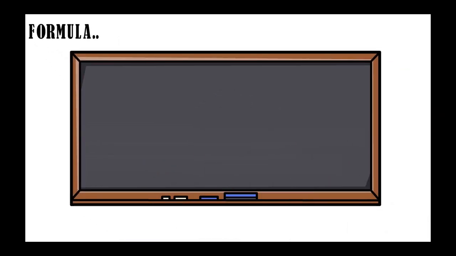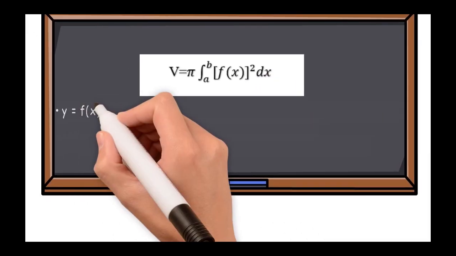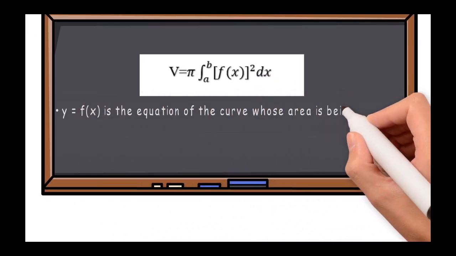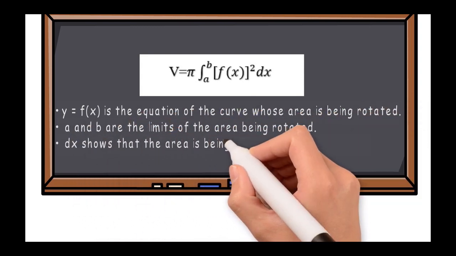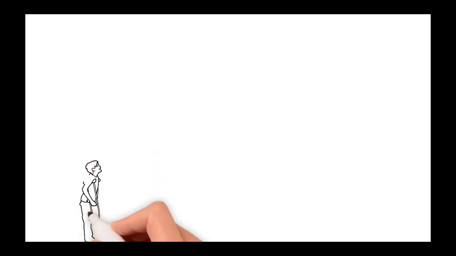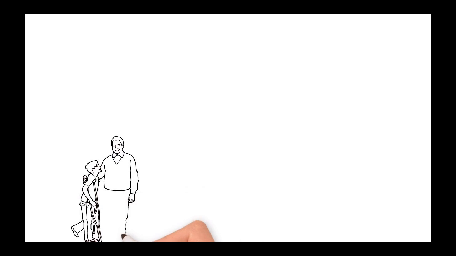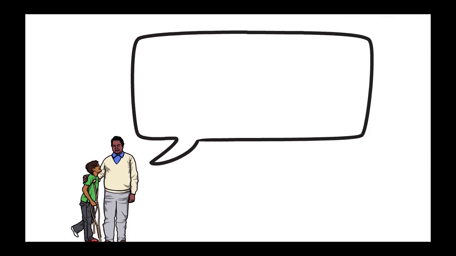Next, the formula. The formula is volume is equal to pi integrate from a to b f(x) squared dx. If you are feeling curious, you may read what I attached down to the formula. Now, we will go straight ahead to our question. Is it scary? Don't worry, I am with you.